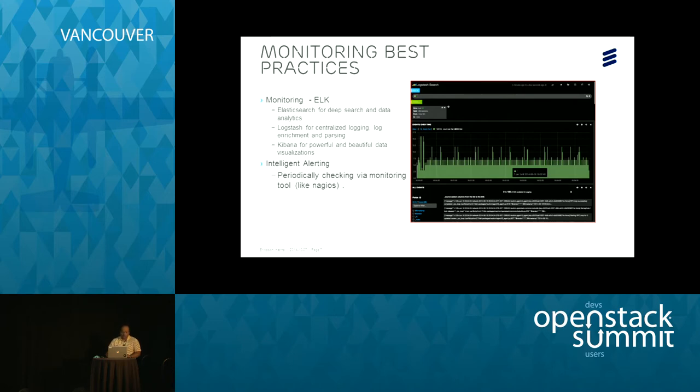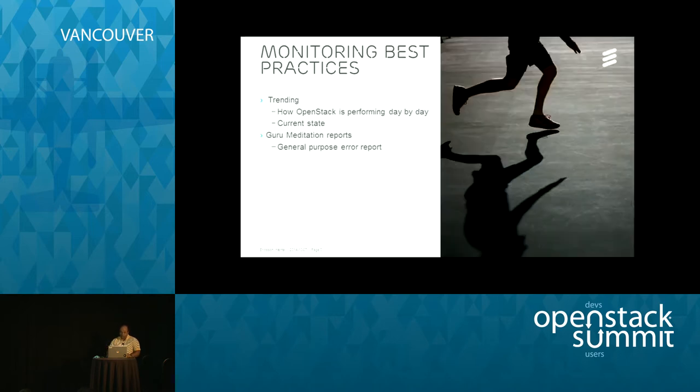Then there is something called intelligent alerting, right? Using a tool like Nagios, you can periodically check and get alerts. If something goes wrong or something is not right, Nagios will keep sending you alerts, and that is the reactive state. You will react to a problem. Then there is the proactive state, where through trending, you can try to find out what's going on, right?